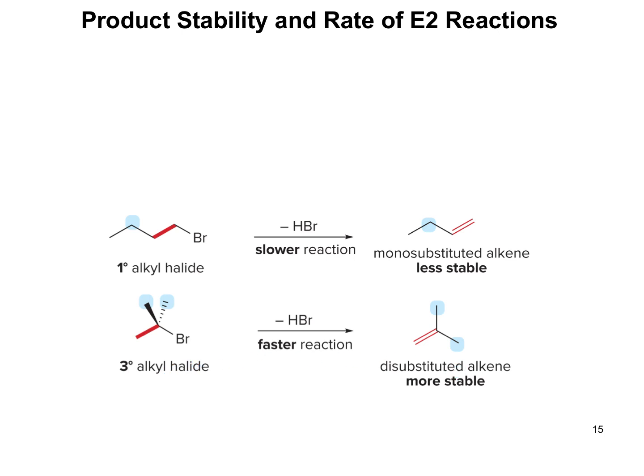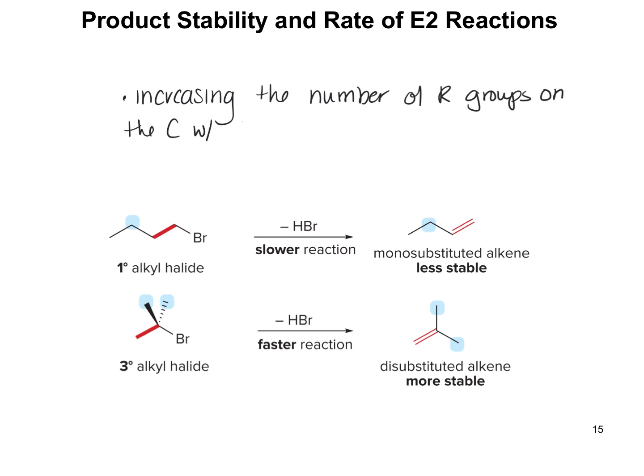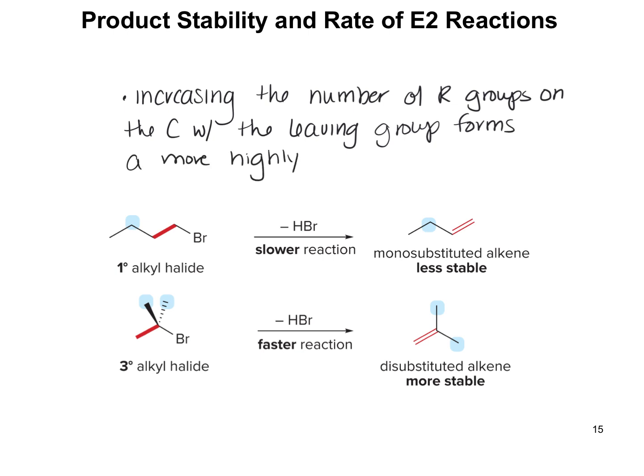So increasing the number of R groups on the carbon with the leaving group forms a more highly substituted, and therefore more stable, alkene in E2 reactions.